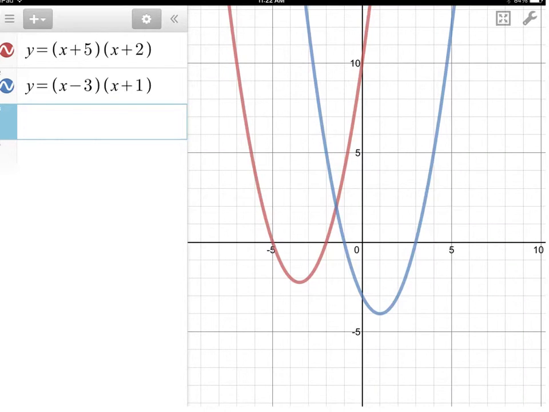Now, let's see here. I got a red one and a blue one. The red one's on top. Okay. So that red one, let's take a look at it. So that red one, we got a vertex. Our vertex is at what? -3.5.